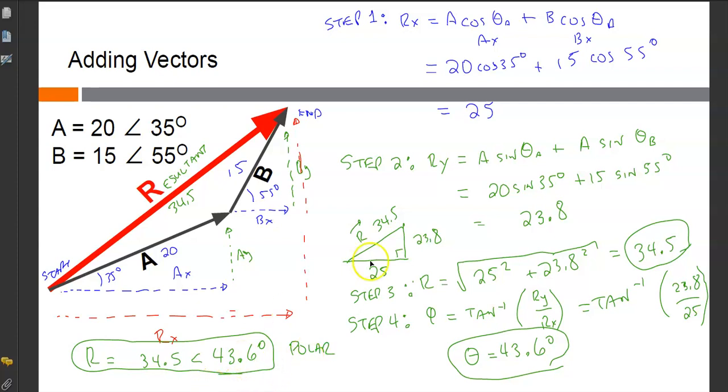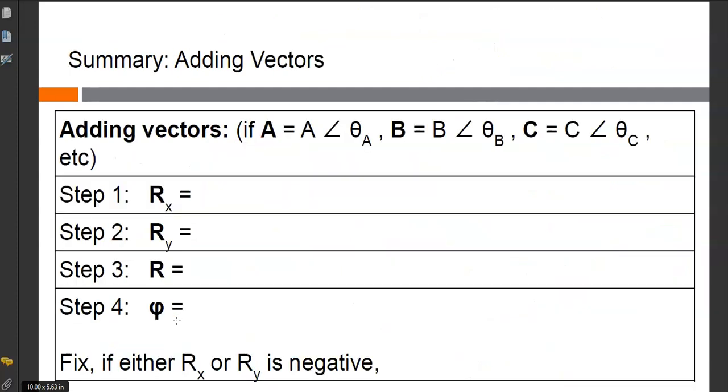I could also do it in rectangular. Since I've got r sub x and r sub y, I could also say that r equals 25 i hat plus 23.8 j hat. Okay, and that would be the rectangular way to do it. But since they gave me these vectors in polar, they probably want them back in polar. So I'd do steps 3 and 4 and fix that up. All right. Now, that's the gory details of that. Once you've done it a couple times, it becomes pretty easy.